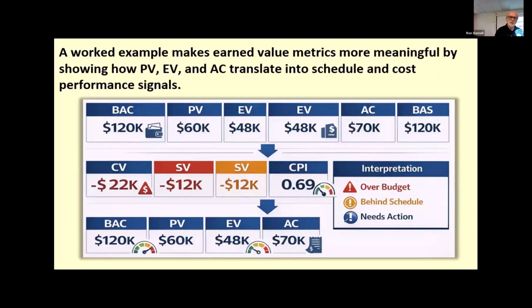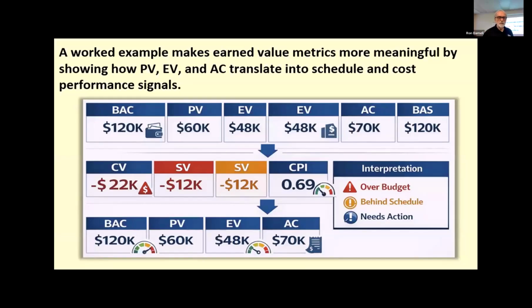So this is intended to be a worked example. There's a lot of numbers on here, but this example is from the notes. The calculations are: cost variance here is $48,000 minus $70,000, which is a negative $22,000, which indicates the project is over budget. The schedule variance is the earned value minus planned value, which is 48,000 minus 60,000, which indicates the project is behind schedule. So already right there, a couple of red flags.